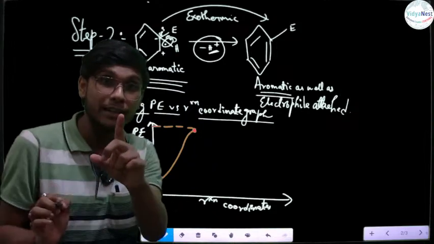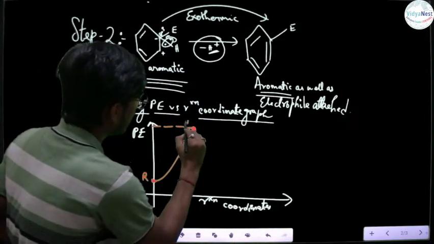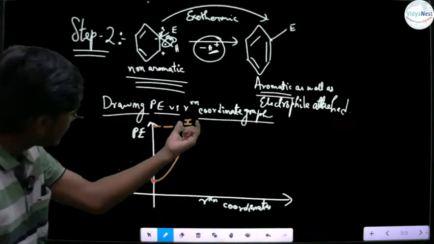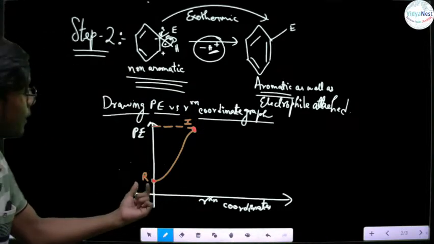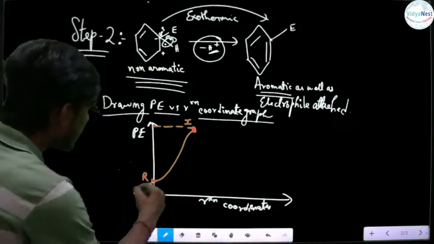That's the point I explained in the previous page. So this is the intermediate. I'm naming it as I. So the intermediate has higher potential energy as compared to the reactant, right? And it has the maximum potential energy, in fact. So this is our first step.